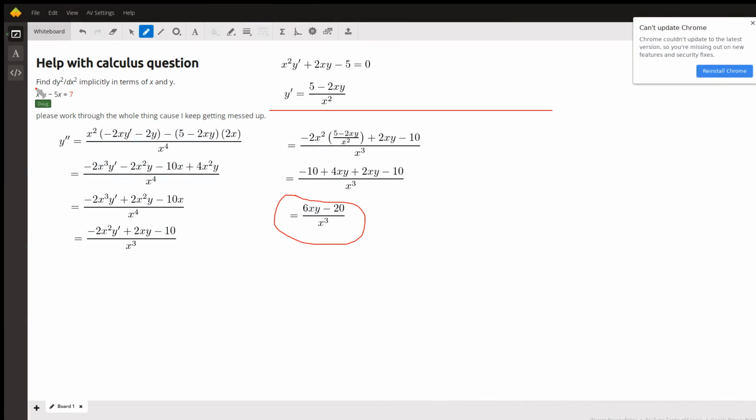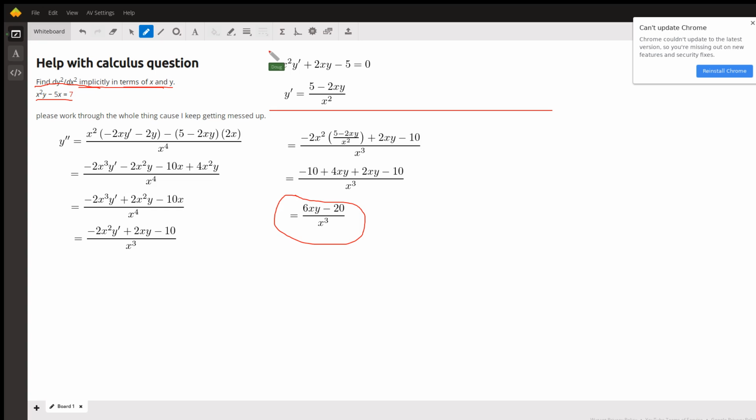Okay, I hope you realize that this equation right here is easy to solve for y in terms of x. So you could find y prime and y double prime, or the first and second derivatives, in terms of x only, quite easily. But we'll follow the directions and do this implicitly and get a solution for the second derivative in terms of x and y.